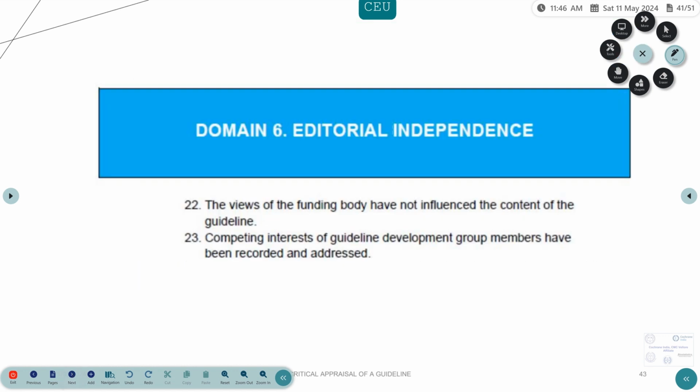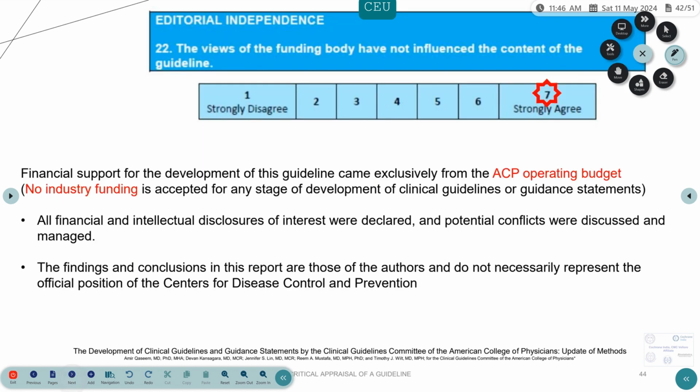Domain 6 is editorial independence. This is where the conflicts of interest are mentioned. The views of the funding body have not influenced the content of the guideline. The funding was done by the ACP operating budget, which is the American College of Physicians' budget. I went into the guideline again to check where the money for the ACP guidelines comes from, because it's an association, and where do they get their money from. But they clearly mentioned that no industry funding is accepted for any stage of clinical guidelines.